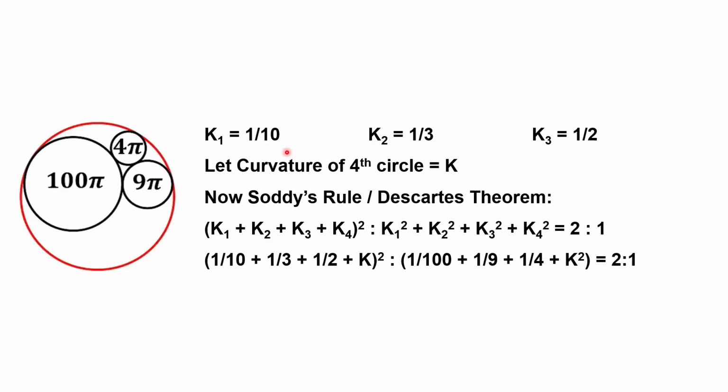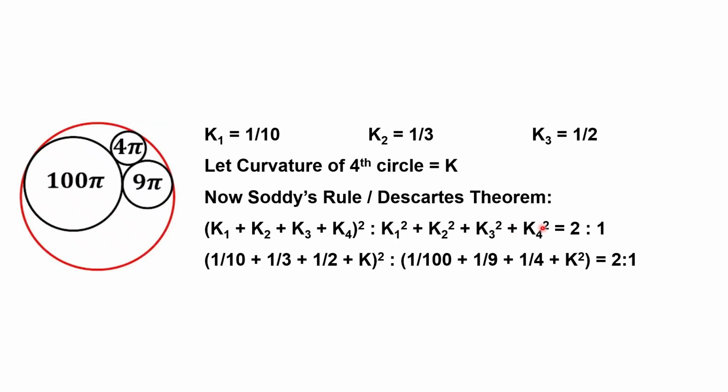So the curvatures we got are 1 by 10, 1 by 3, 1 by 2. Now let the curvature of the outermost red circle be K. According to the rule, (K1 + K2 + K3 + K4) whole square, that means first you add the curvatures and then square, is to K1 square + K2 square + K3 square + K4 square, that is, first you square, then add.